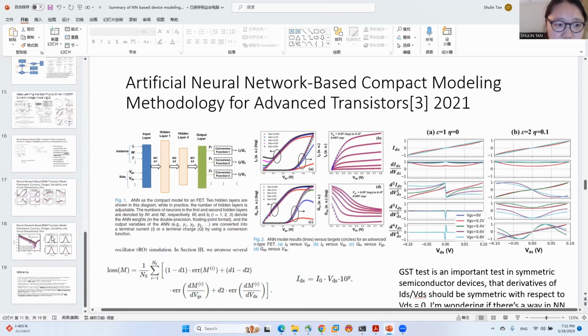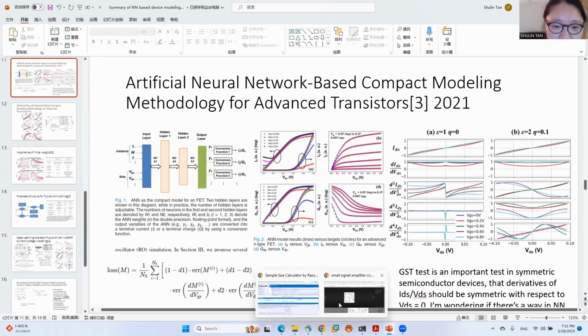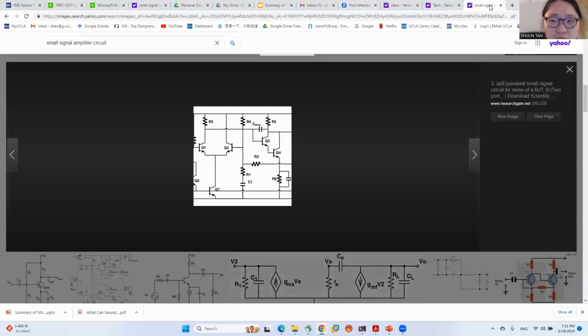But I do want to point out one thing: all of these models, I haven't seen anyone use real experimental data, and when it comes to experimental data, there are a lot of things you need to consider.